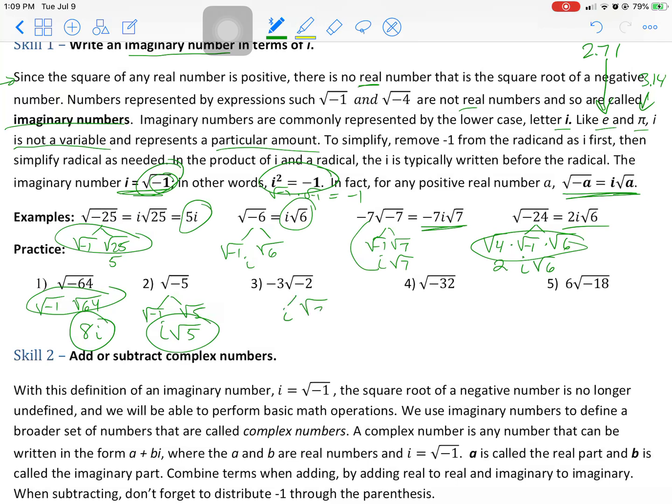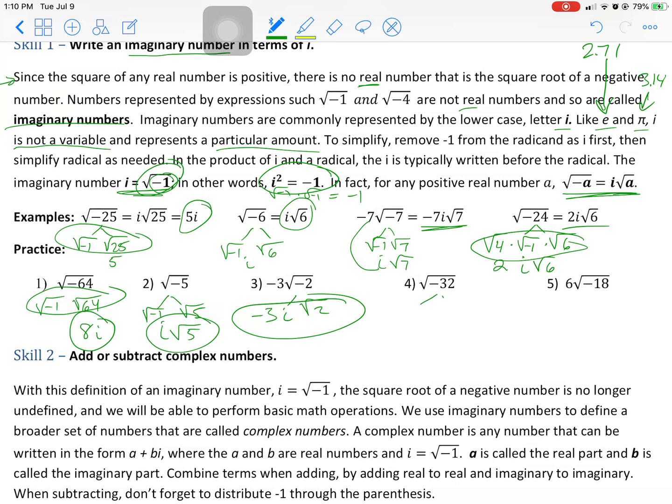I square root of 2 times -3, so -3i. That i does not come out negative. Square root of -1 is i. It's not a negative i. So it's a positive i times -3, which is -3i.